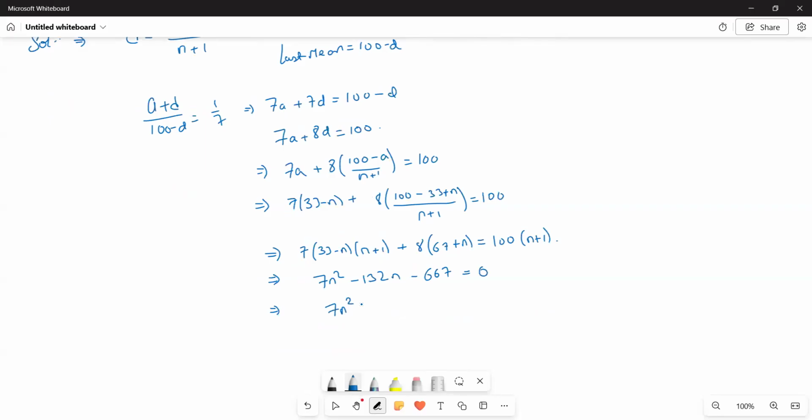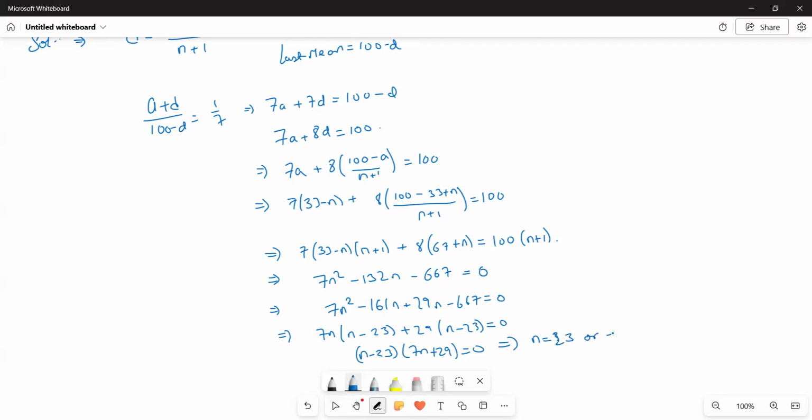The middle term factors for this would be 161 and 29. So this would be 7n taken common, n minus 23, plus 29 taken common, n minus 23 is equal to 0. So we get (n minus 23) into (7n plus 29) is equal to 0. So either n is 23 or minus 29 by 7, but obviously n cannot be negative. It represents the number count of something. So the answer is n is equal to 23.